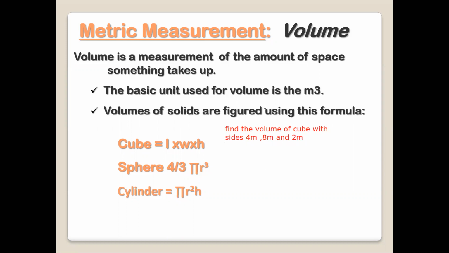If you want to find the volume of this cube, the simple formula is length multiplied by width multiplied by height. So it will be 4 multiplied by 8 multiplied by 2. 4 multiplied by 8 is 32, 32 multiplied by 2 is 64. And because the length is given in meter, the final answer will be in meter cube. This is how we find the volume of a regular object by using a specific formula. When it is a cube, you will use length multiplied by width multiplied by height.